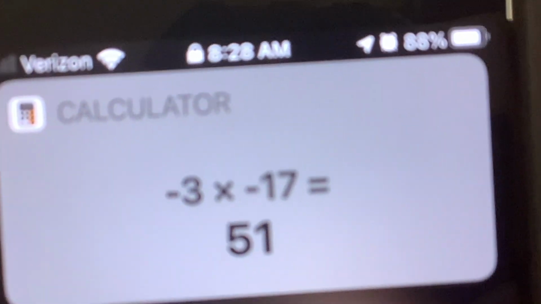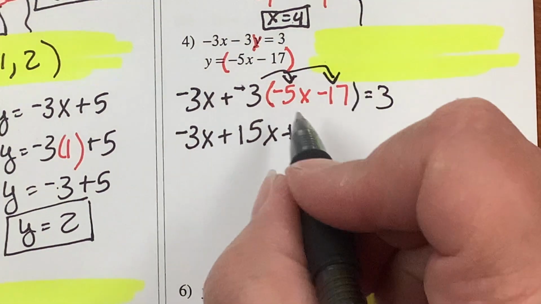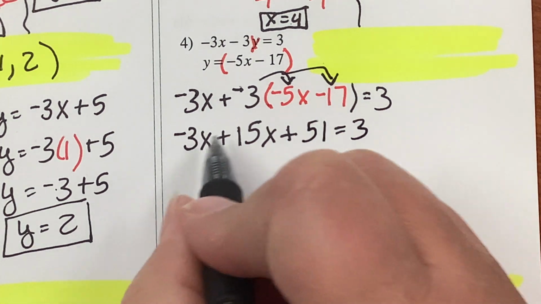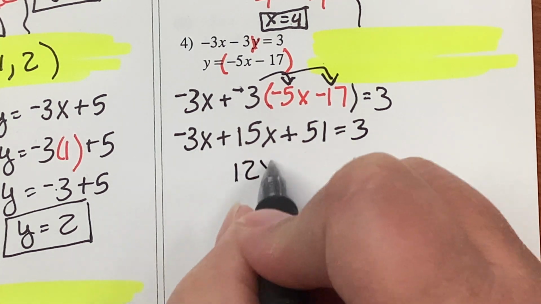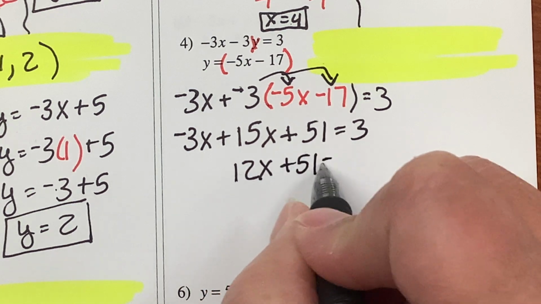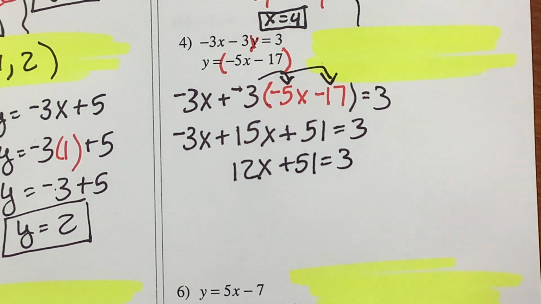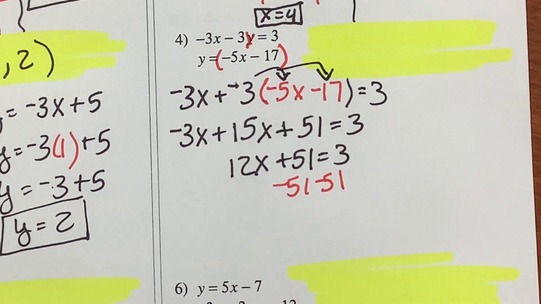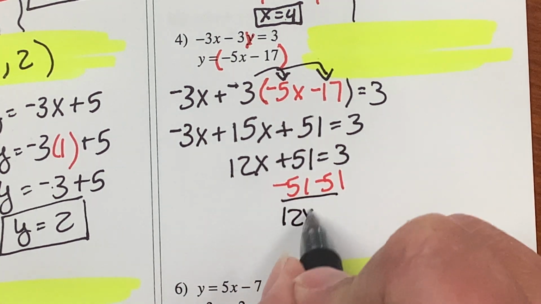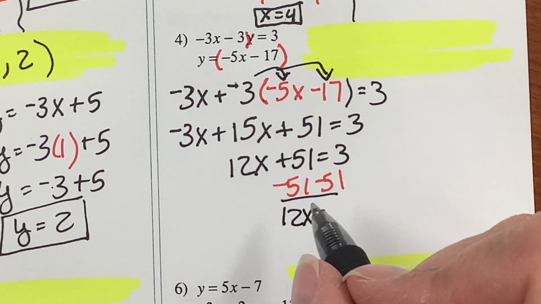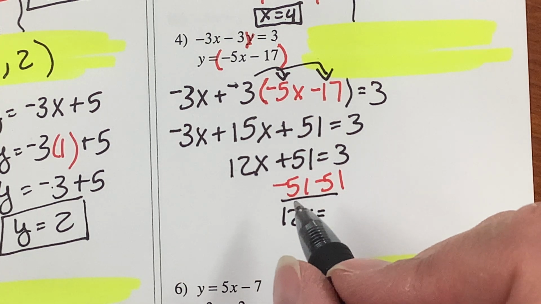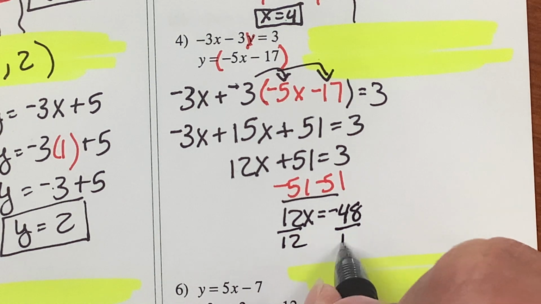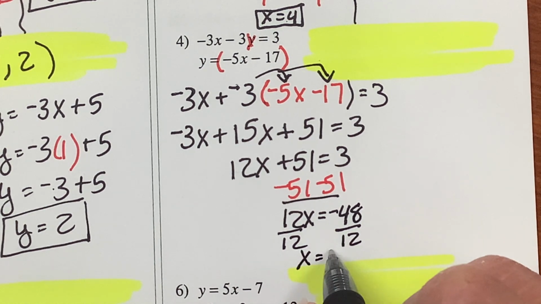There we go. Negative 3 times negative 17 is 51, equals 3. Okay, so negative 3 plus 15 is 12x plus 51 equals 3. Minus 51 from both sides. 12x equals, hey Siri, what's 3 minus 51? Negative 48. Divide by 12, divide by 12. x equals negative 4.